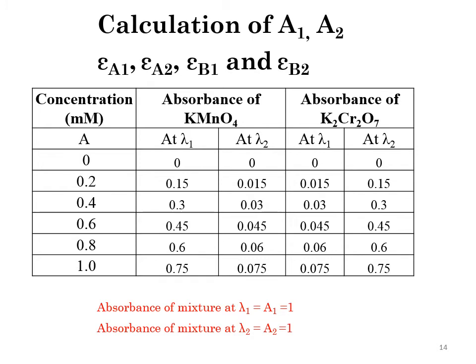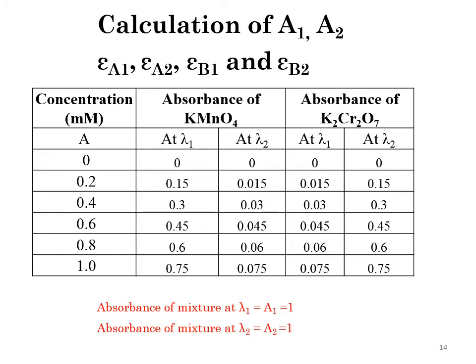And the next step will be the calculation of epsilon, that is the molar absorption coefficient. We have to calculate 4 different values of molar absorption coefficients. The first one will be the molar absorption coefficient of the component A at lambda 1 and the molar absorption coefficient of component A at lambda 2. Similarly, we have to calculate the molar absorption coefficient of component B at lambda 1 and molar absorption coefficient of the component B at lambda 2, which is labeled as epsilon B2.